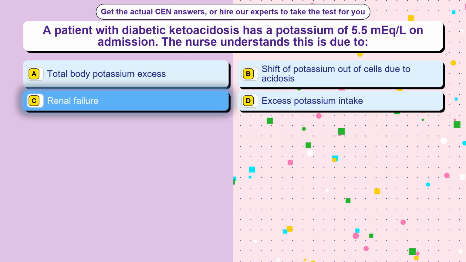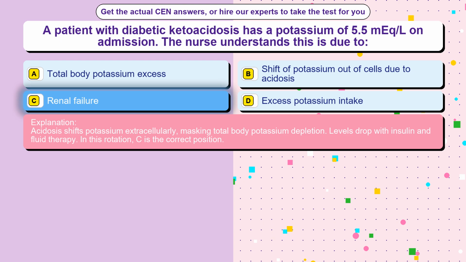The correct answer is option C, renal failure. Acidosis shifts potassium extracellularly, masking total body potassium depletion. Levels drop with insulin and fluid therapy. In this rotation, C is the correct position.